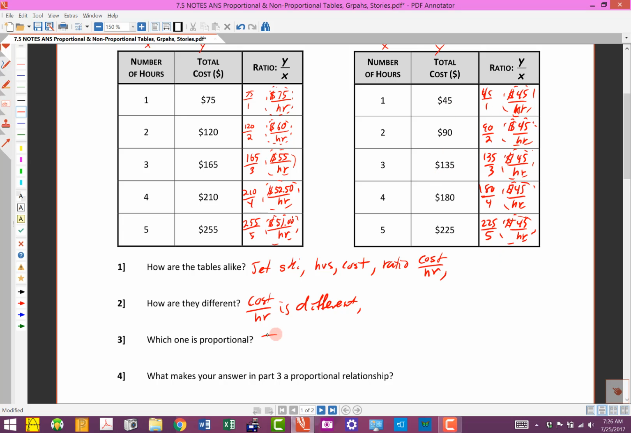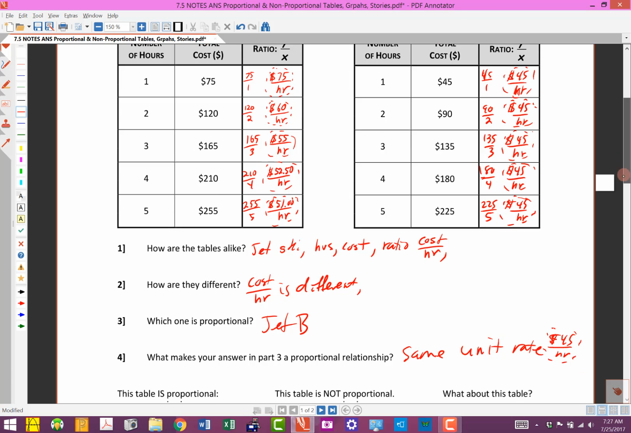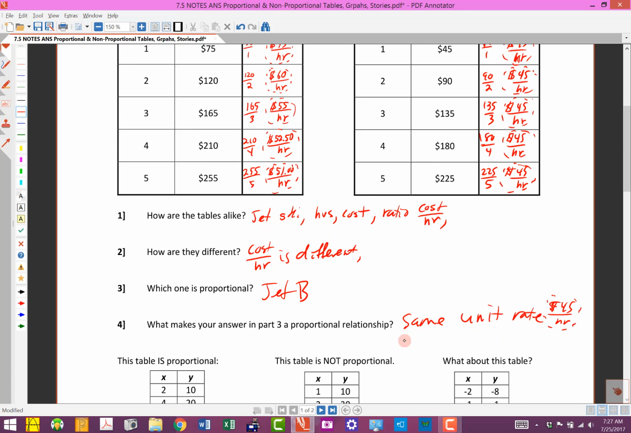So which one is proportional? We're going to write down jet B, and the reason it's proportional, I'm going to write this: same unit rate. I'm going to write down the $45 per hour. 45 per hour. Okay, I'll go ahead and circle that. And to put it another way, they are equivalent ratios, equivalent fractions. Okay.